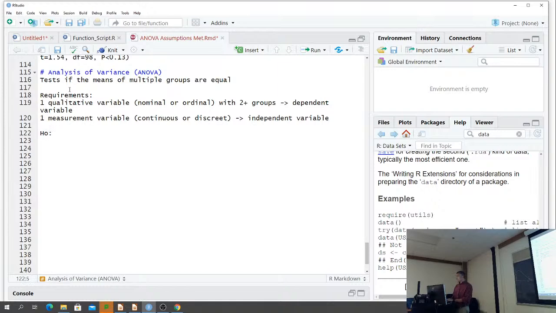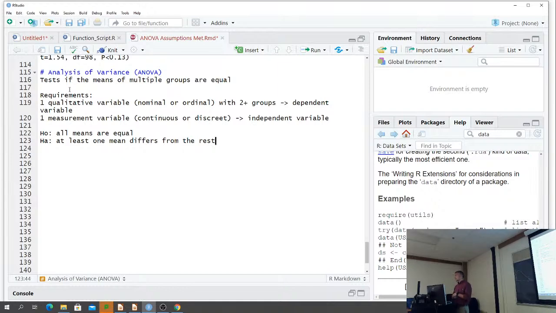Our null hypothesis is that all means are equal. Fairly simple. We could say mean of group 1 is equal to mean of group 2, which is equal to mean of group 3. But if you have 7 groups, then you've got to set all 7. So we're really just testing, our null hypothesis is all means are equal. And then our alternate is that at least one mean differs. And that could mean that all of the means are different. It could just mean that one of them is different.